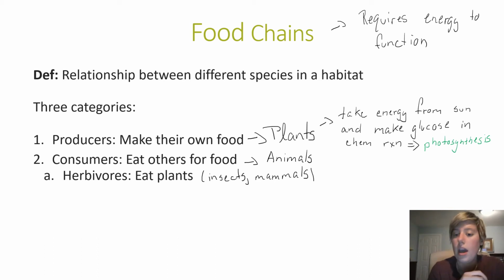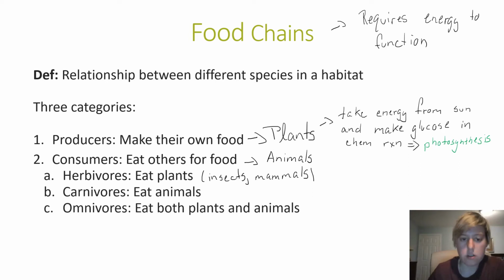Now, we have organisms that only eat meat, and those would be considered carnivores. And then we have organisms that eat both plants and meat, and they would be omnivores. So examples of omnivores would be things like bears. They eat nuts, they eat fruit, and they also eat fish. Carnivores are anything that eat other animals, so you name it, foxes, wolves, etc.